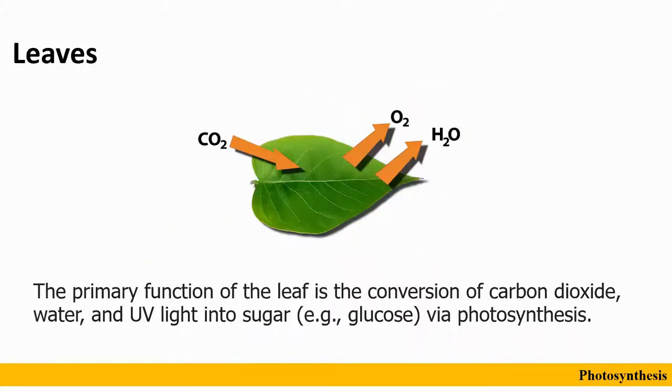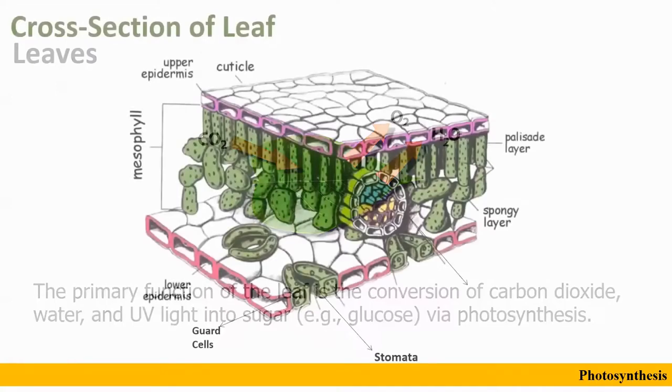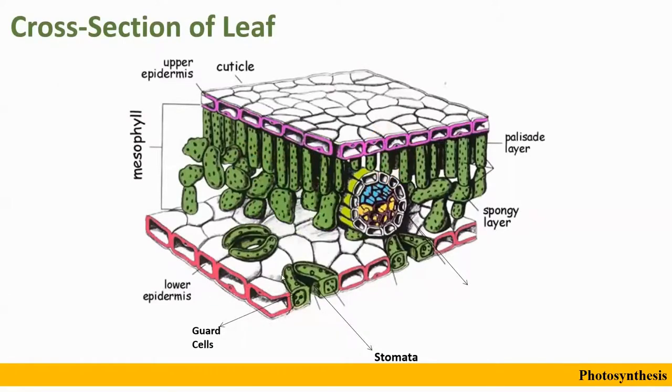The primary function of a leaf is to convert carbon dioxide, water, and energy from sunlight through the process of photosynthesis to form glucose. This is a cross-section of a leaf. So the upper and the lower epidermis are the transparent layer of cells that can be found on top and at the bottom of the leaf. There are also the stomata, which are open or closed pores that allow for exchange of gases and water vapor.